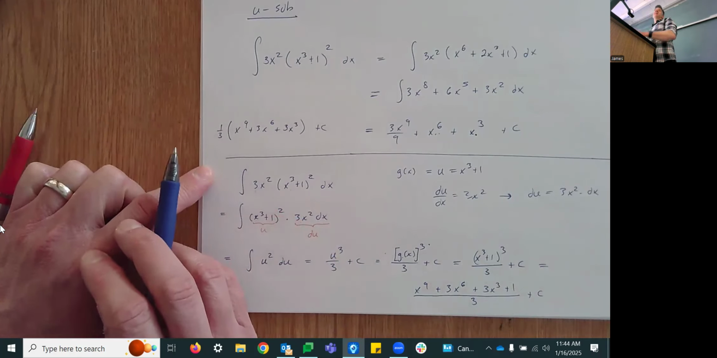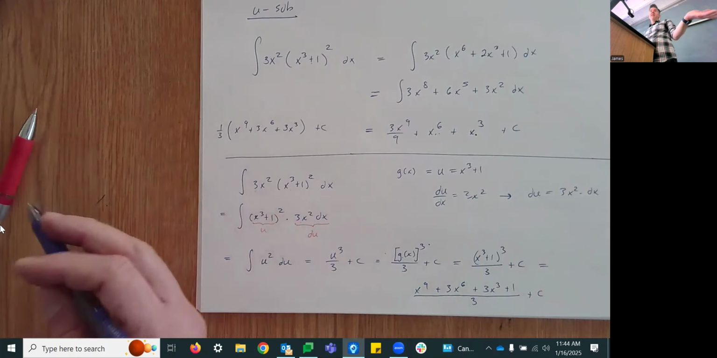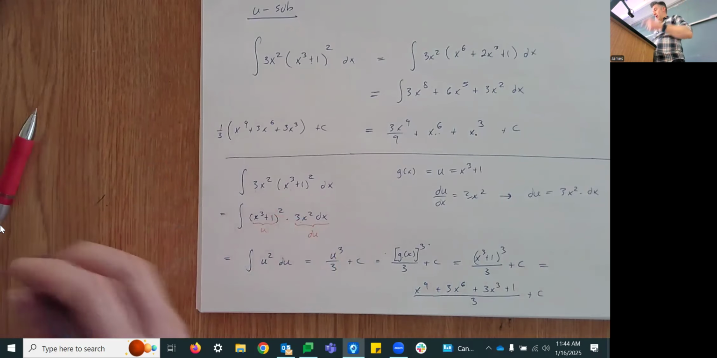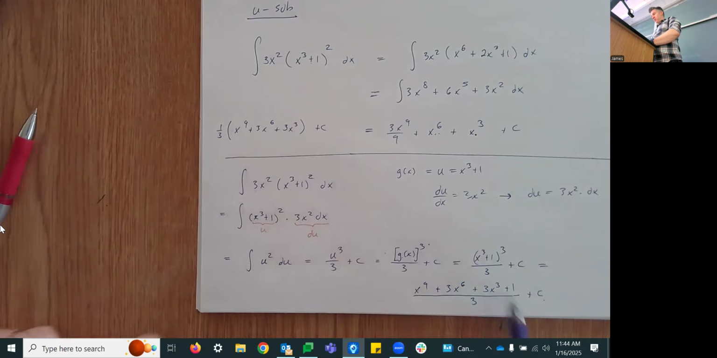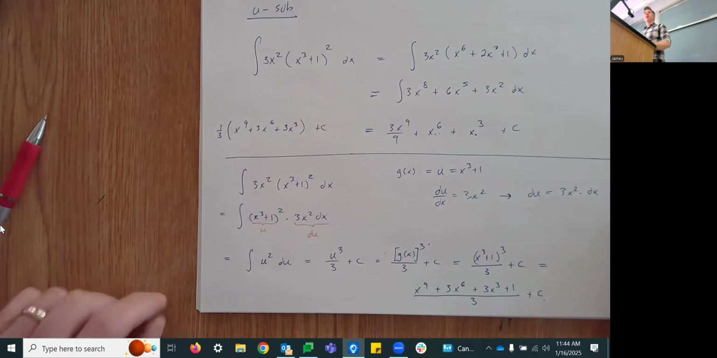I would say they differ by a constant, but that's fine. You could say this constant here and this constant here are really just sucking up that 1/3 to make them the same. So yes, they are the same enough. They differ by at most a constant, which means for all intents and purposes, we're good to go.